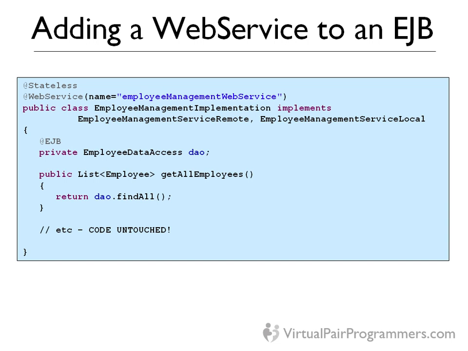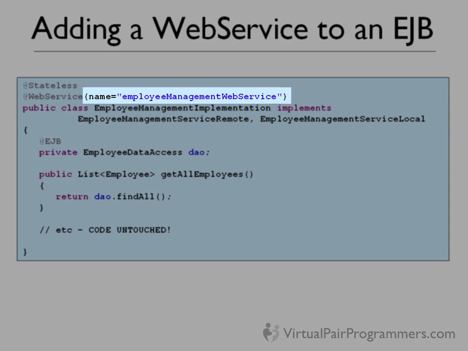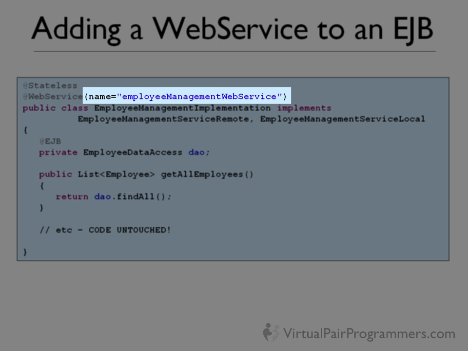But since the annotation is really all I'm adding to the class, and nothing is going to need to change in the code, I'm usually quite comfortable with just adding it to an existing EJB. Now, the one parameter that I've added to this web service annotation is the name that I want the web service to be called by. This name here, I've called it Employee Management Web Service, will be used extensively by the client, as you'll see in the second half of this chapter.